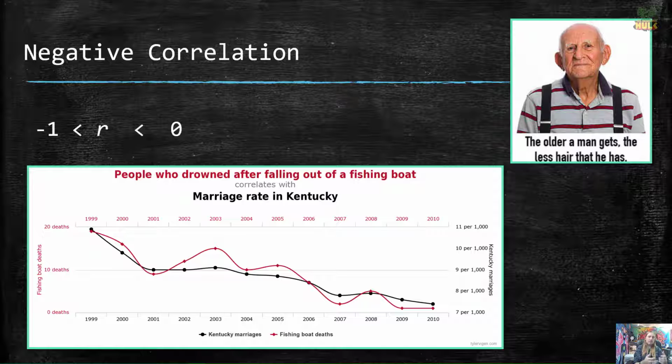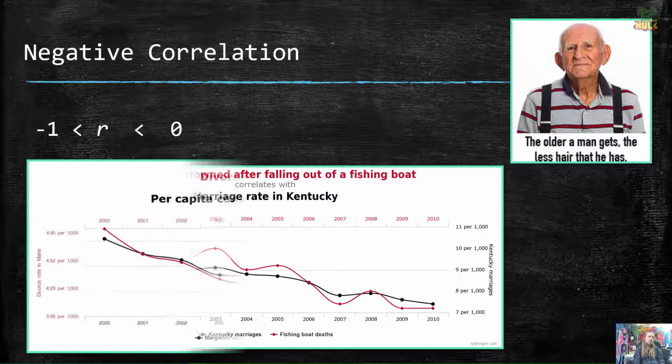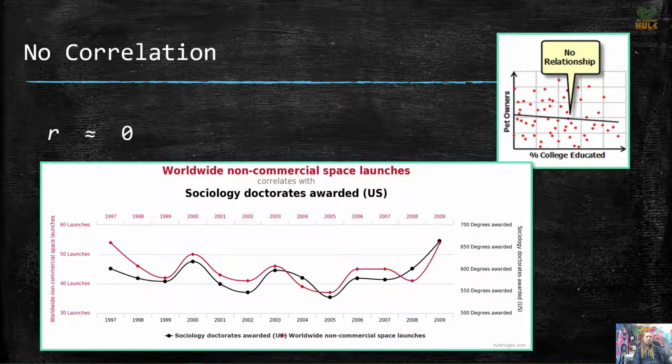So perhaps as the number of people who drowned after falling out of a fishing boat decreased, it's because they no longer drowned falling out of a fishing boat, so that they could get married. And so as one went down, the other one went up. So we don't need to look through a whole bunch of these examples.